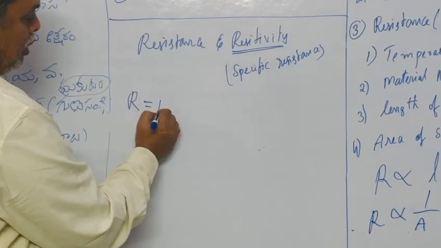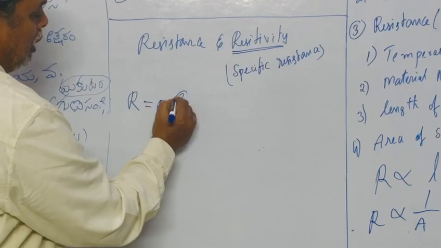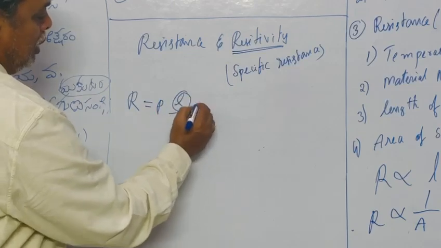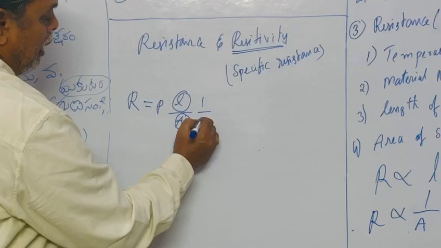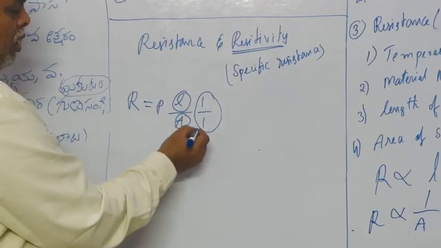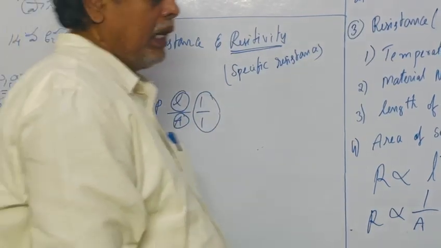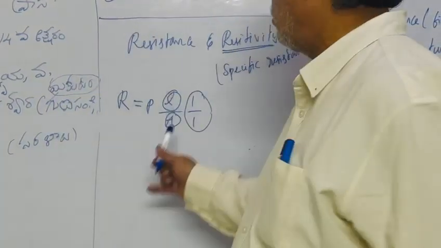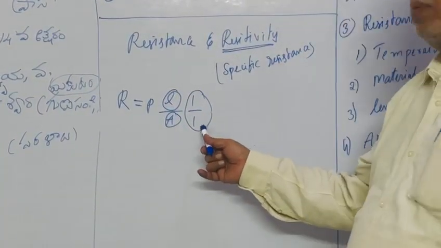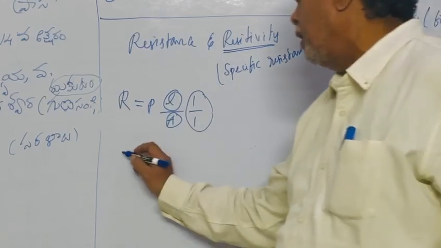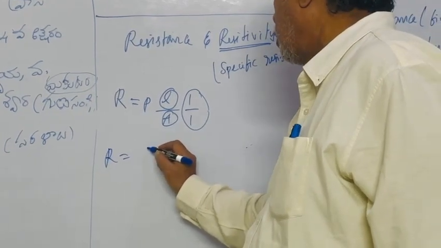rho L by A. If you take L as 1 and A as 1, 1 unit, 1 centimeter length, 1 centimeter area, what happens finally? Resistance is equal to rho.